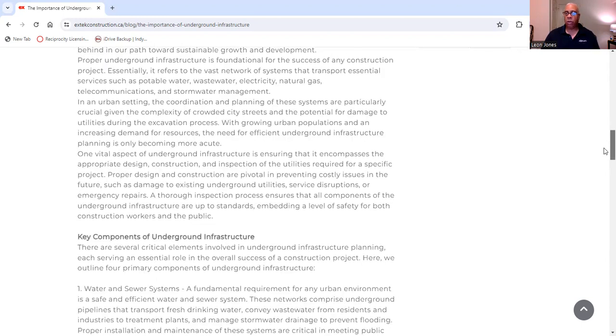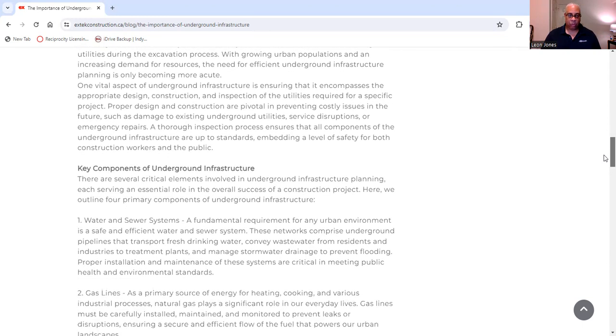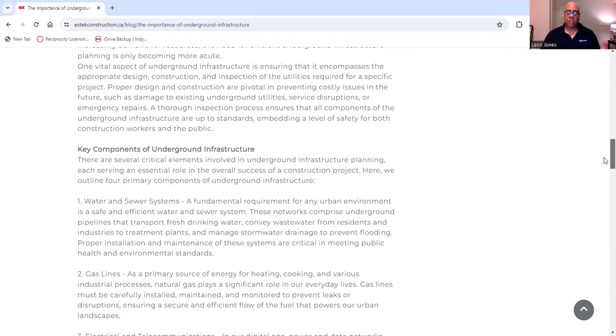Now, when we deal with the infrastructure, there are key components. I've seen the construction, there's a lot of excavation, there's a lot of pipes, boxes that are shipped in, culverts, you name it. Just as mentioned before, they have to be designed to specifications. Your pipes have to fit together. There are several critical elements involved in underground infrastructure planning, each serving an essential role in the overall success of a construction project.